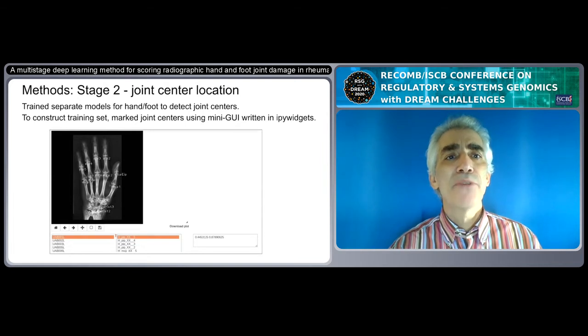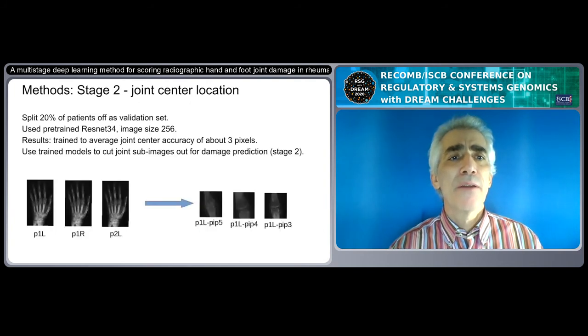To do that, we trained models to locate the centers of each joint. And in order to make the training set for that, we wrote a mini GUI to manually mark the centers of all the joints in the training images. And then again, once we had that, it was pretty easy to get to a high accuracy model.